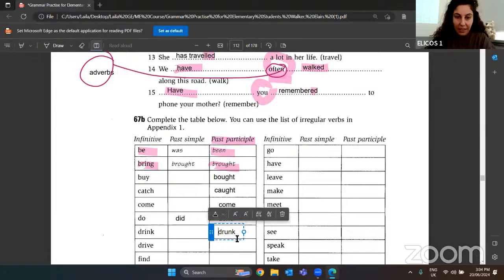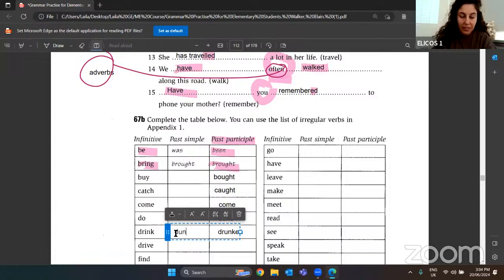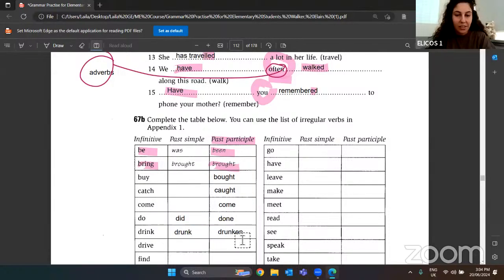He has drunken. Actually, it should be drunken. So you could see in the past simple, it's drunk, yes. But here, drunken. He has drunken so much alcohol. Drunk, drunken, in the past participle with the verb to have. We have drink, drank, drunk. The second with drunken.